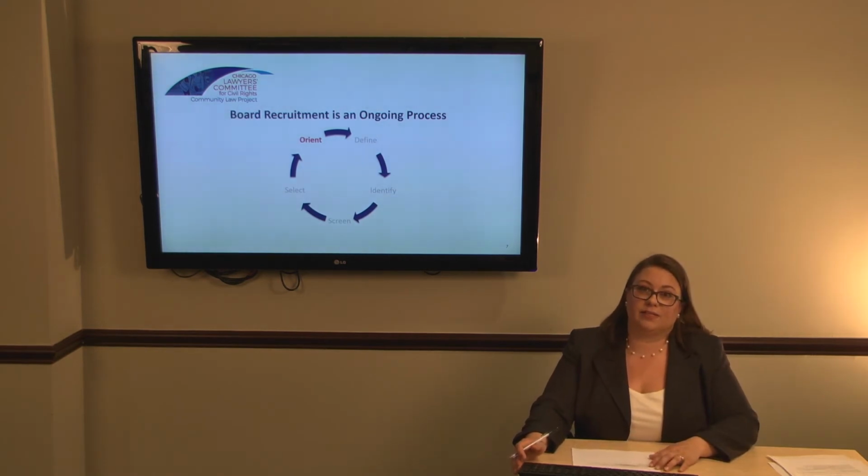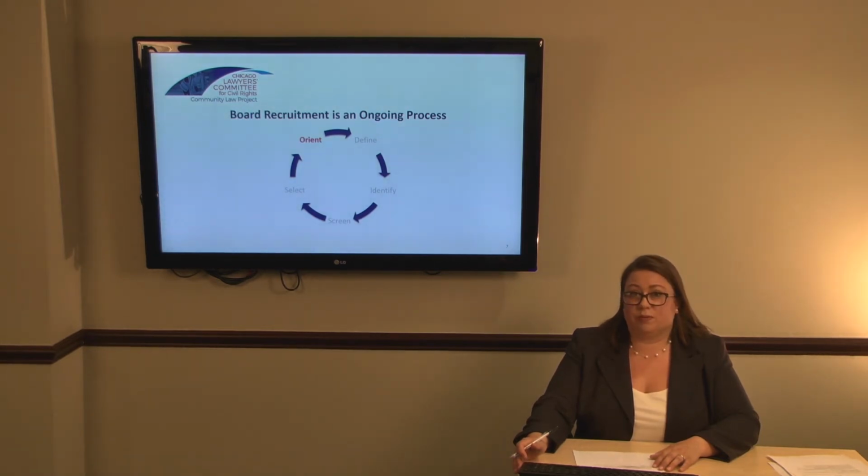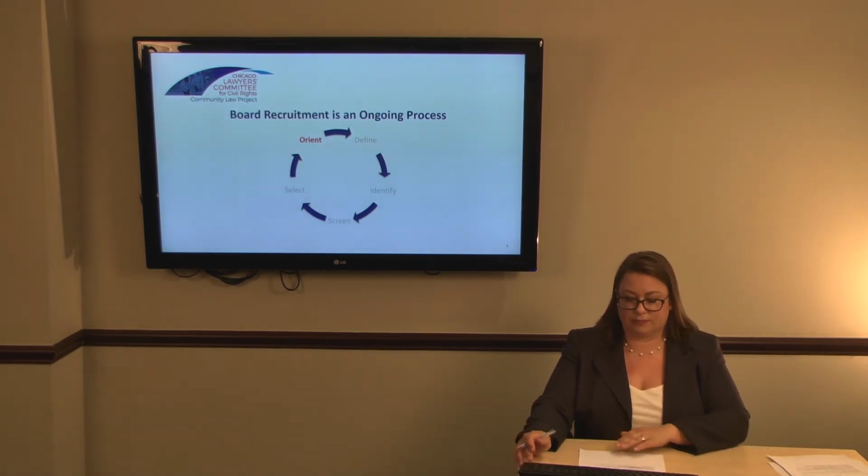The last step is orientation. It should be a separate meeting from the regularly scheduled board meetings. Board meetings should be very efficient, so this separate meeting should really build relationships with this new board member. You can introduce the new board member to the board culture, the organization's mission, the programs, and strategic plans. It's very important to build rapport among all the board members.